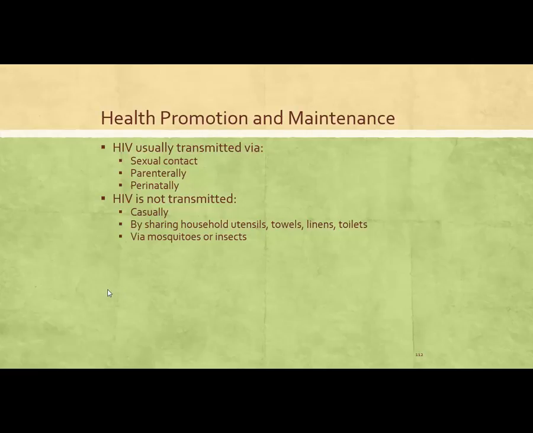And perinatally is from the placenta, maternal blood and body fluids, breast milk, and it's from mom to the baby. HIV is not transmitted casually by sharing household utensils, towels, things such as that, mosquitoes or insects. The thing to remember is there is no available cure for HIV, and so we have to consider primary prevention.